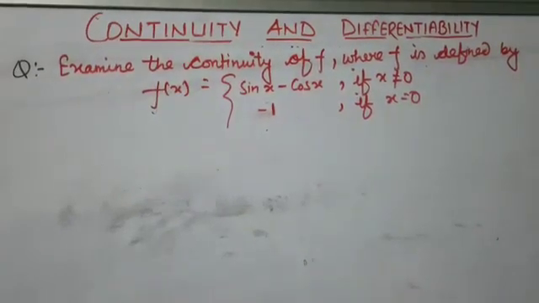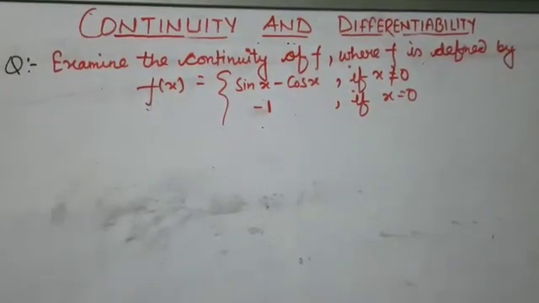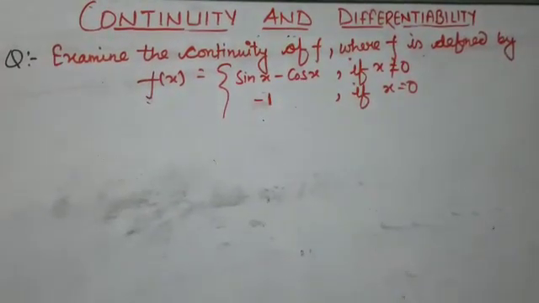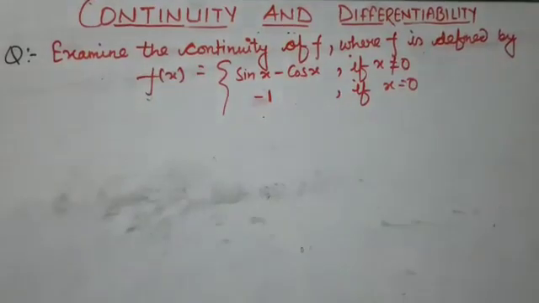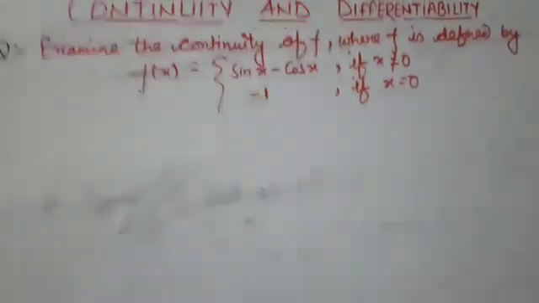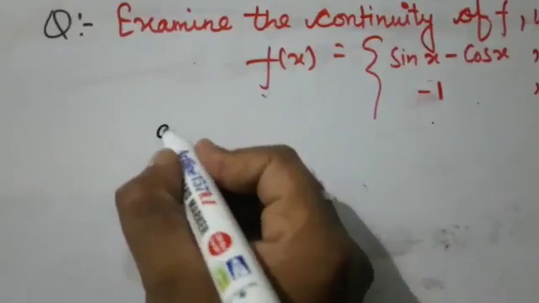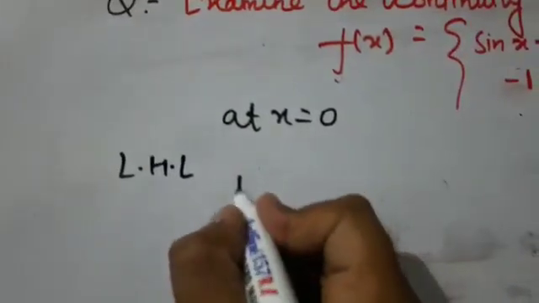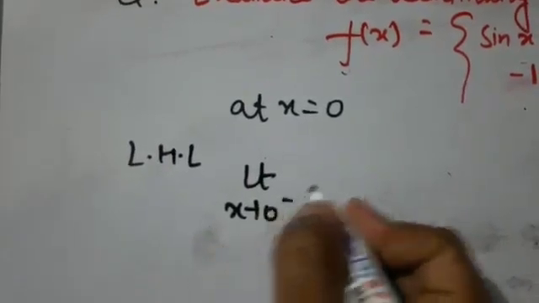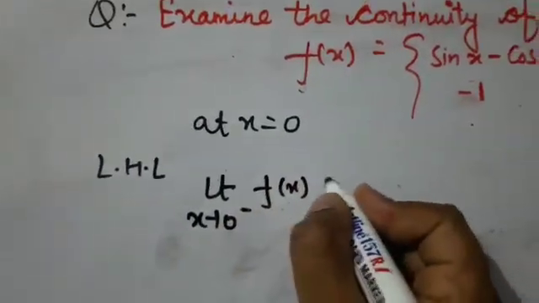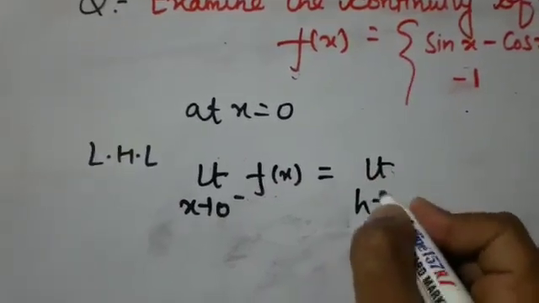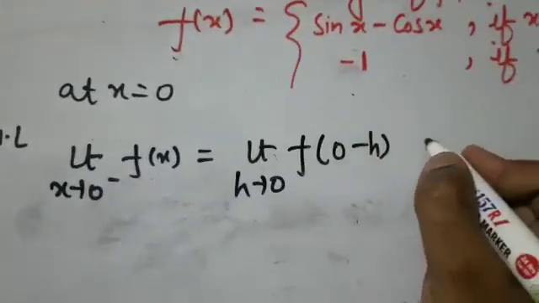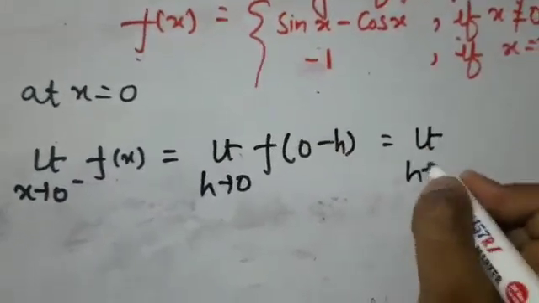Now in this question we have to examine the continuity of f where f is defined by f(x) is equal to sin x minus cos x if x is not equal to 0, minus 1 if x equal to 0. So at x is equal to 0, left hand limit, okay, so limit x tends to 0 minus f(x) is equal to limit h tends to 0. So in place of x we have to put 0 minus h. So limit h tends to 0.